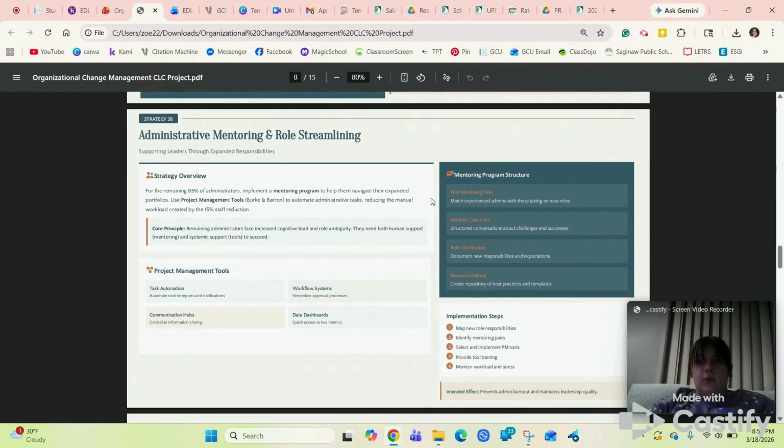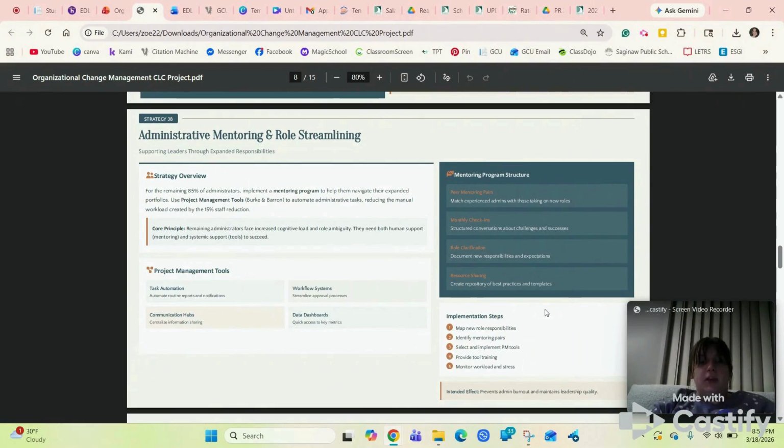So some ways that we can use this automated technology is for workflow systems, so streamlining approval processes for different tasks that need approval by higher administration, for communication hubs, so that all educators can obtain the answers to the questions they have without having to go through many hoops, and then data dashboards so that they can quickly get the answers that they need for all of their technology within the classroom.